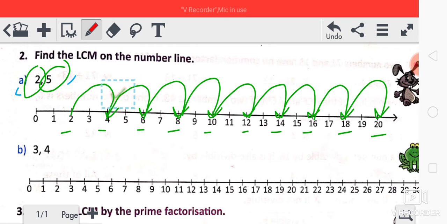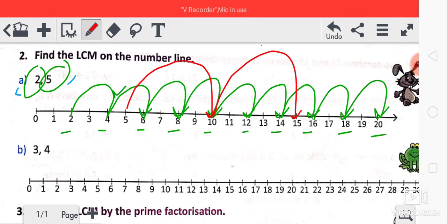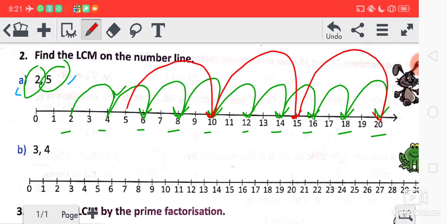So 5 1 is 5, and 5 2 is 10. Okay, then 5 3 is 15. So we'll go to 15. Okay, then 5 4 is 20. So we'll go to 20.